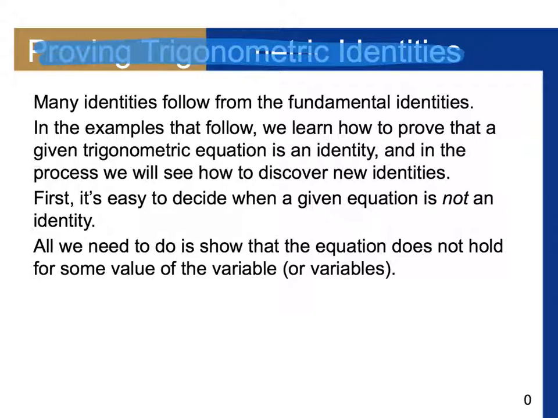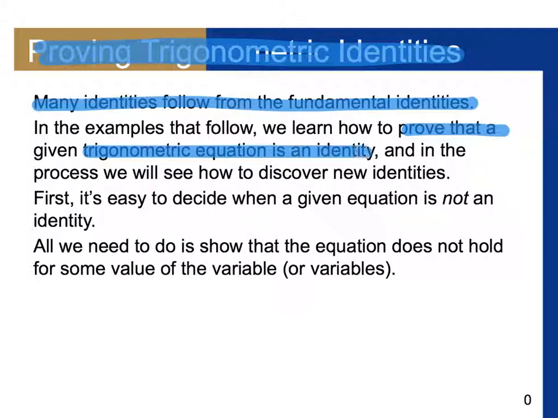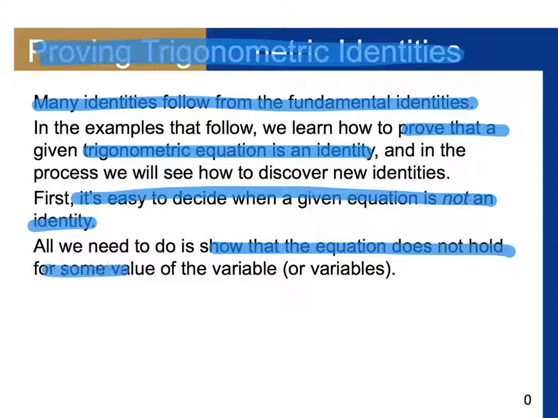So we have many identities that follow from the fundamental identities that we looked at. Now we're going to learn how to prove that a trig equation is an identity, in other words, that it's always true. It's easy to decide when a given equation is not an identity. We just show that the equation does not hold for some value of the variable.